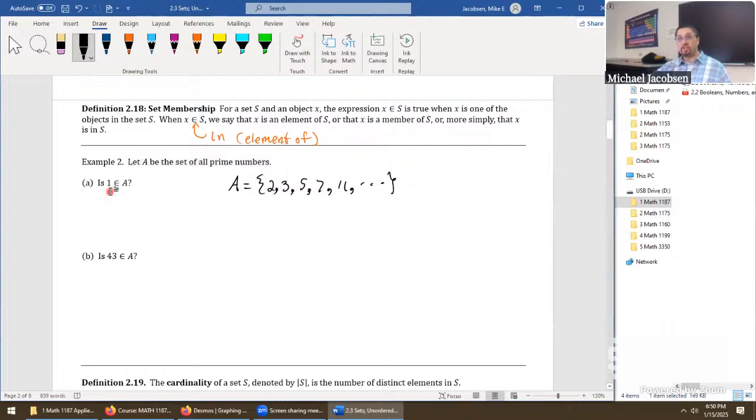For looking at the question, is 1 an element of the set A? We would have to say no, 1 is not a prime nor composite, or another way to think about it is it's nowhere inside the set if we're looking at the actual written out expression here. So we can say no. If you like symbols, you can now say 1 is not an element of A, since 1 is not prime.